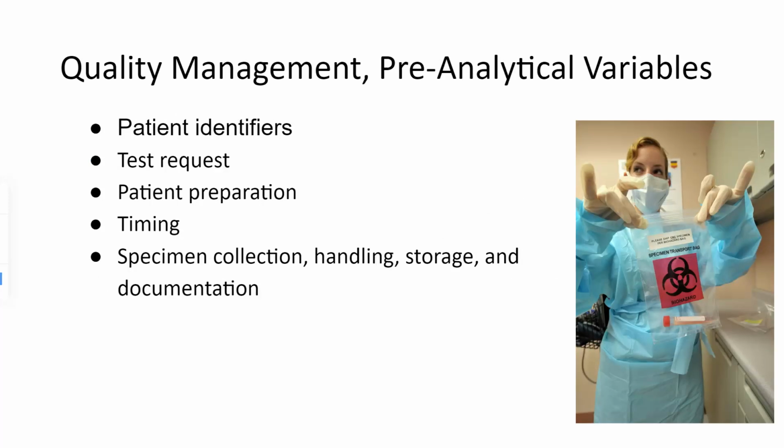Pre-analytical variables are the variables about the specimen or specimen collection before we actually put that specimen on our analyzers or before we start to test that specimen for anything. Some of the things to look for or consider are patient identifiers, the tests requested, patient preparation, the timing of the specimen collection, the actual collection of the specimen, handling, storage, and documentation.